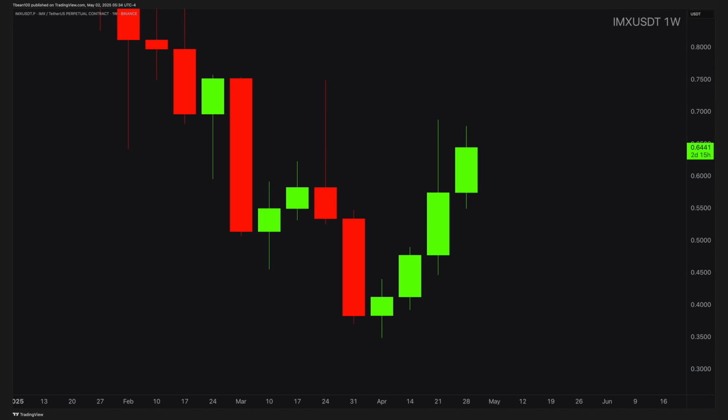Let's take a look at this top gainer of the day, IMX coin. Let's talk about bias and the target first. When I open the weekly time frame, what do I see here? This coin was crashing really badly. However, at some point, this crash stopped.